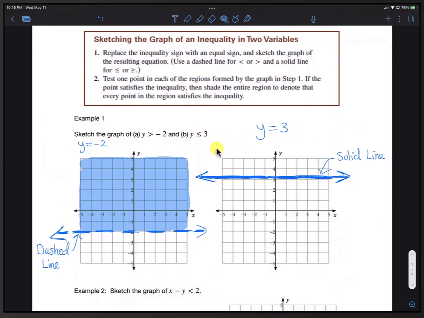All right, now we pick a point on either side of the line that would satisfy this inequality. Well, since it says y is less than or equal to 3, it has to be any point that is below this line. So any point below this line would satisfy the inequality that y is less than or equal to 3, and therefore we end up shading everything below the line.